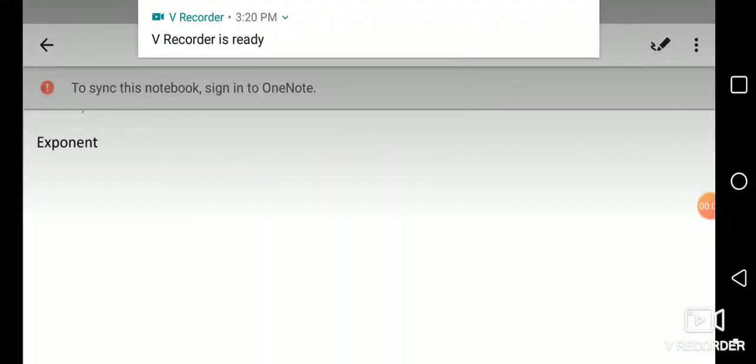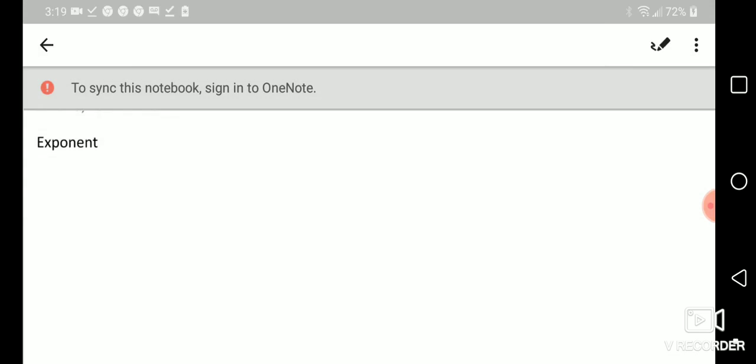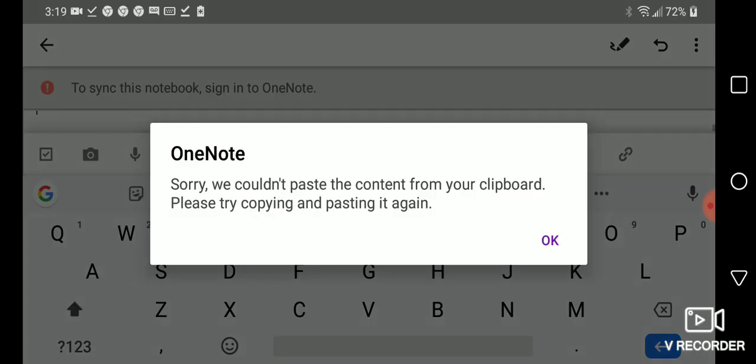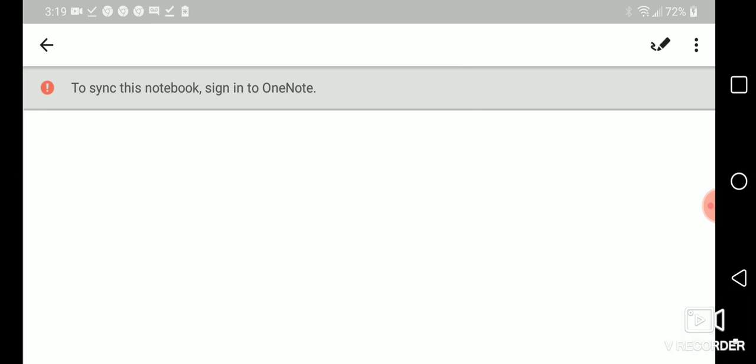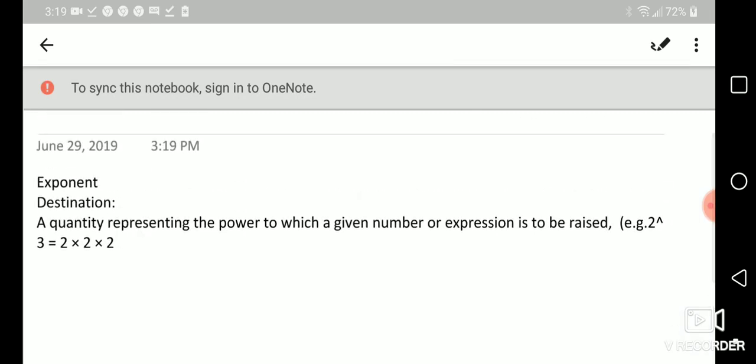Today we're going to learn about exponents. So first thing we'll do is look into the definition. So this is the definition of exponent. An exponent is a quantity representing the power to which a given number or expression is to be raised.